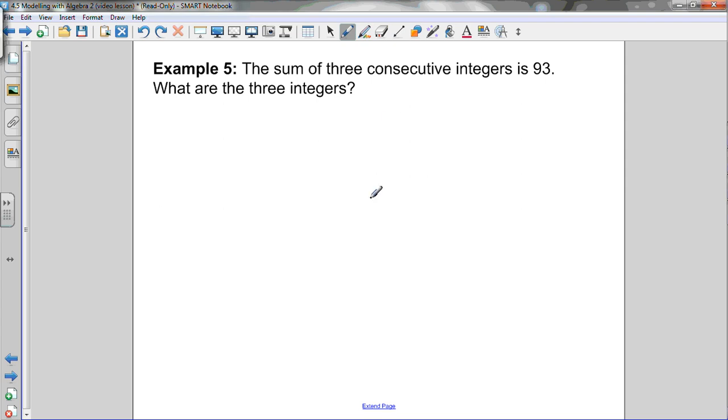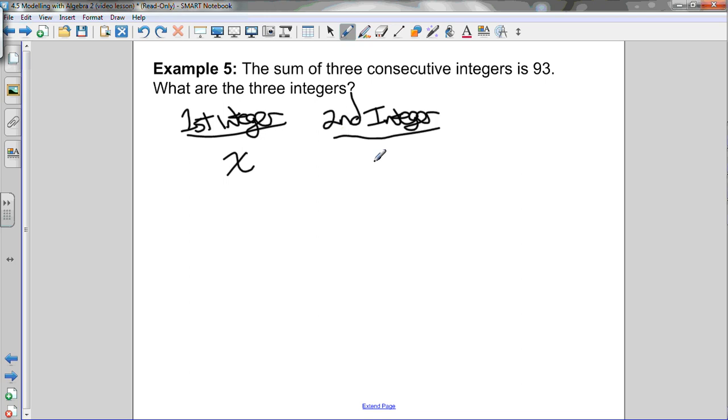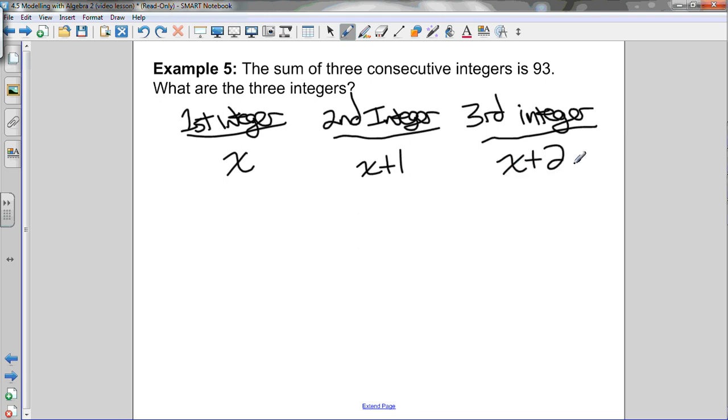So my first integer, I'll just make x. I don't know what it is, so I'll just give it an unknown x. My second integer: if I want 3 consecutive integers, the integer after x will be 1 more than x, so x plus 1. My third integer, the integer after x plus 1, add 1 more to this, it becomes x plus 2.